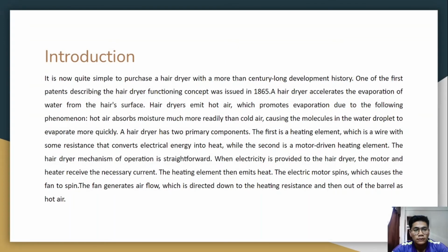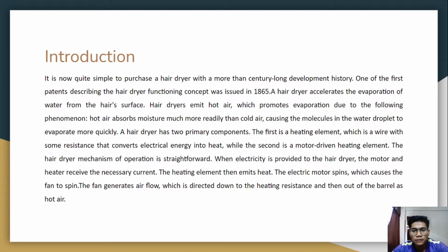Now we move to the introduction part. It is now quite simple to purchase a hair dryer, with a more than century-long development history. One of the first patents describing the hair dryer functioning concept was issued in 1865. A hair dryer accelerates the evaporation of water from the hair surface. A hair dryer emits hot air, which promotes evaporation due to the following phenomenon. Hot air absorbs moisture much more readily than cool air, causing the molecules in the water droplet to evaporate more quickly. A hair dryer has two primary components.